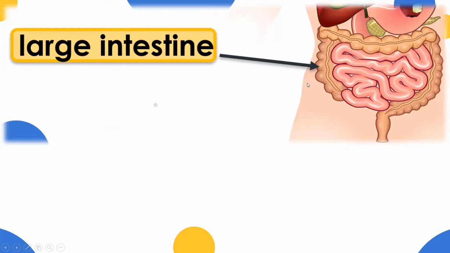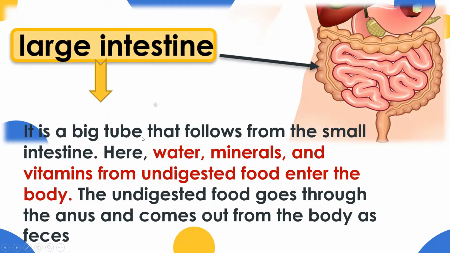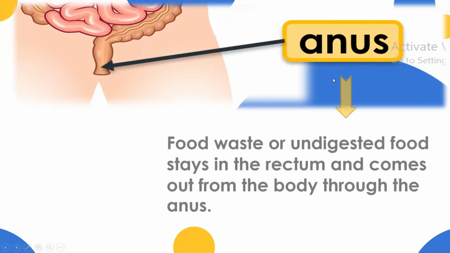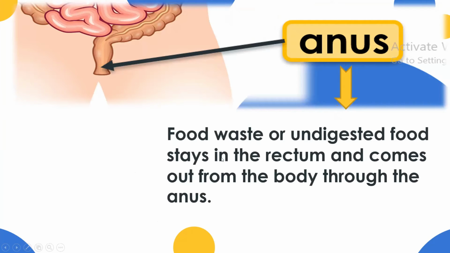Okay, so we also have the large intestine. It is a big tube that follows from the small intestine. Here, water, minerals, and vitamins from undigested food enter the body. The undigested food goes through the anus and comes out from the body as feces or poop. Next, and the last one is the anus. So food waste or undigested food stays in the rectum and comes out from the body through the anus.